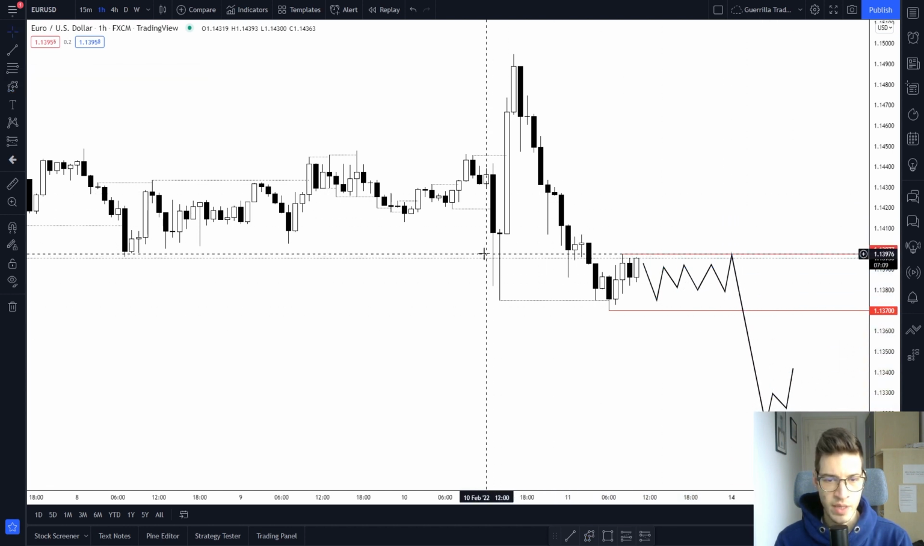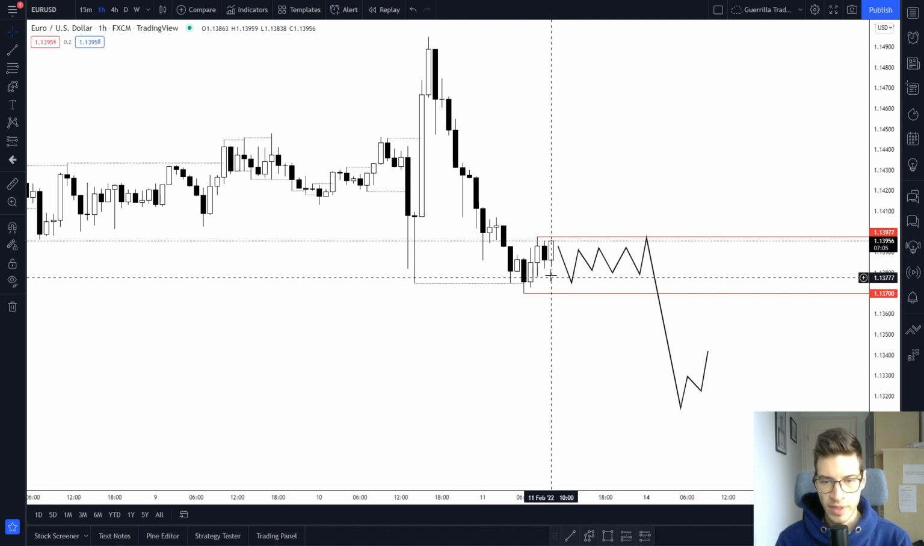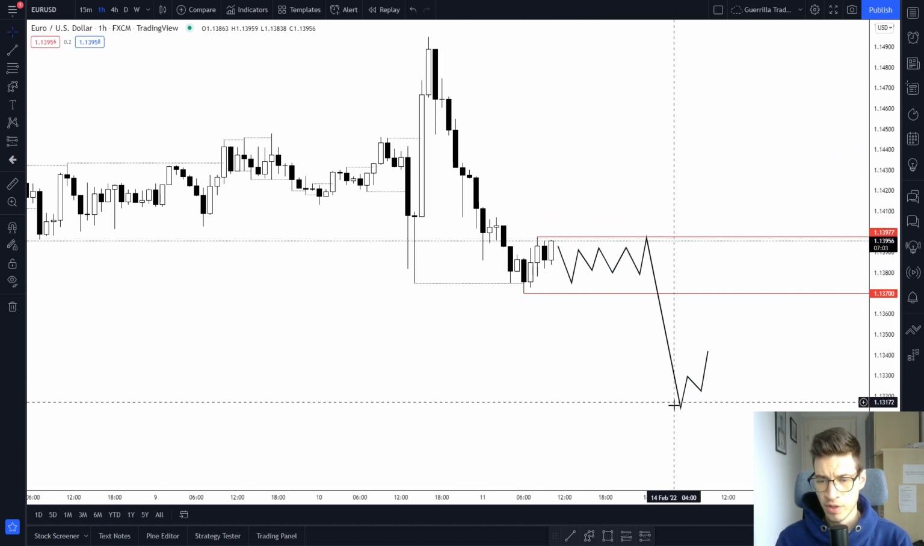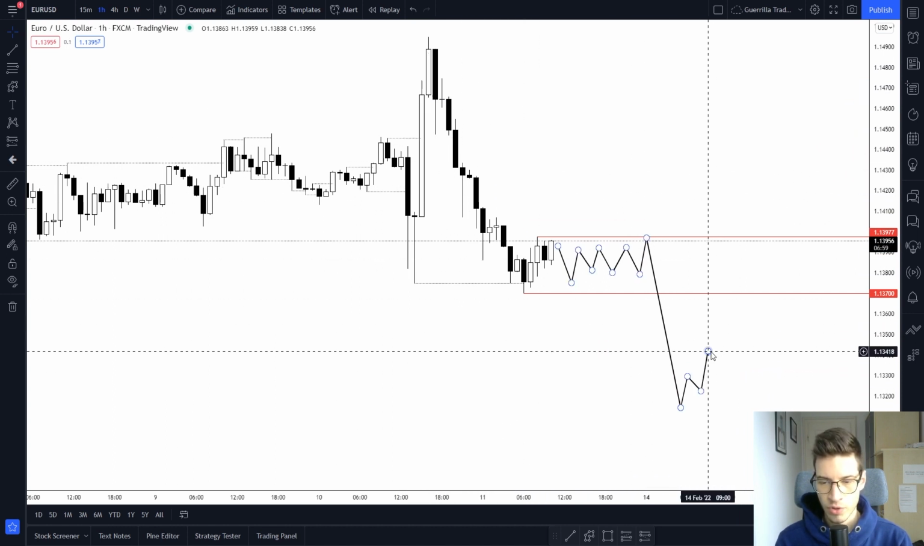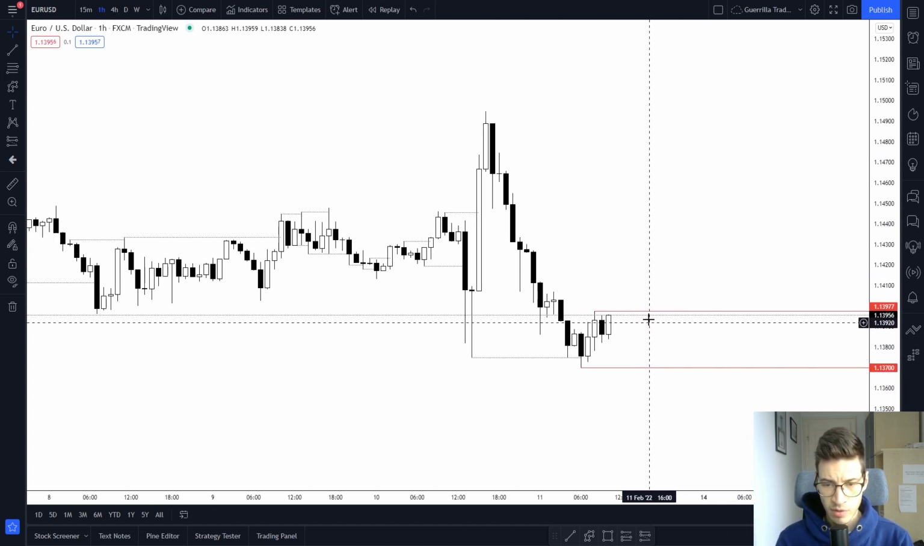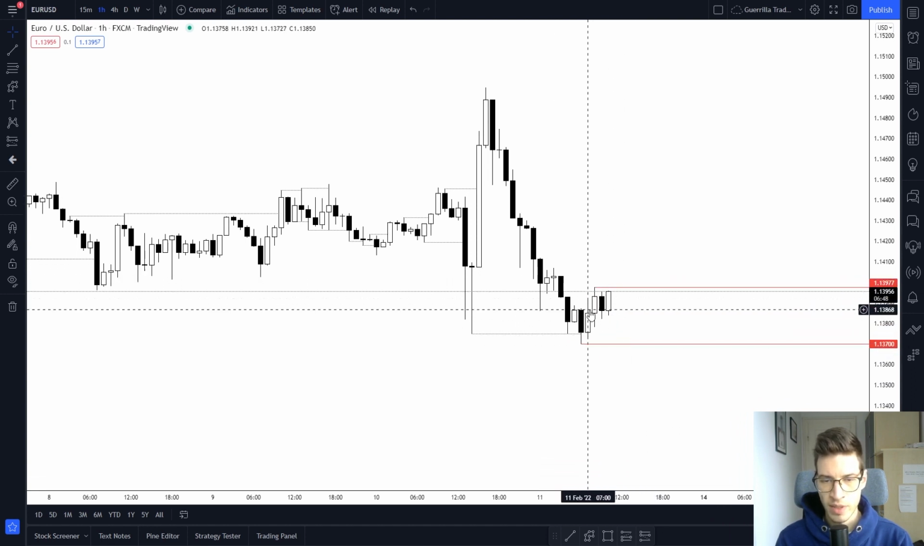So this is a common pattern where we get this V, then we get a small range, and we get a continuation of this second V leg, and then I would look for a short trade, either a flag pattern or some sort of break and retest pattern. But currently I'm not looking for a reversal right here because this is just showing me weakness.